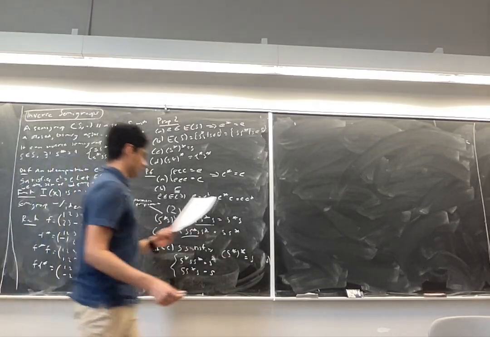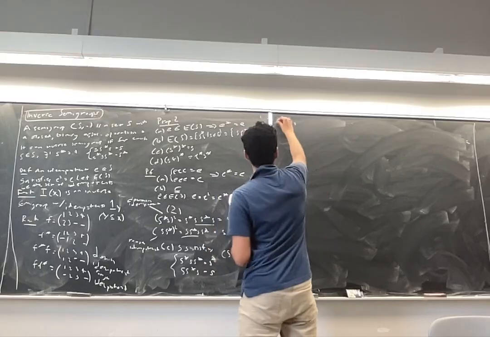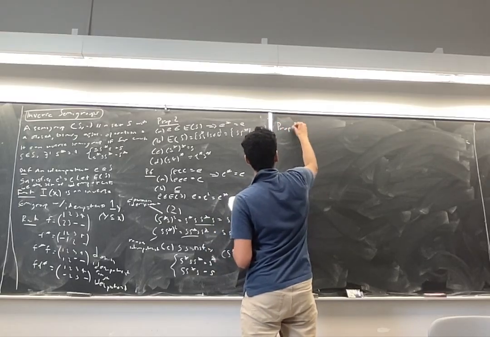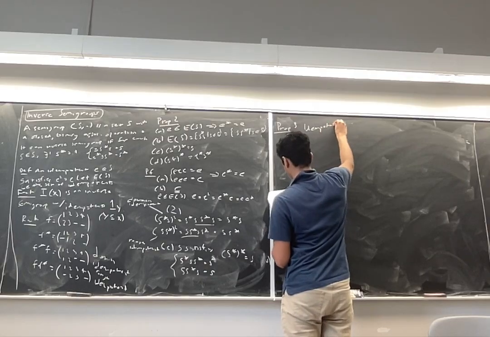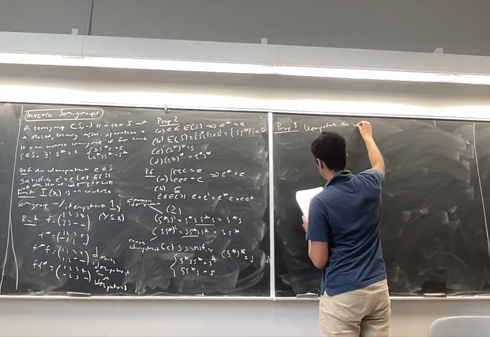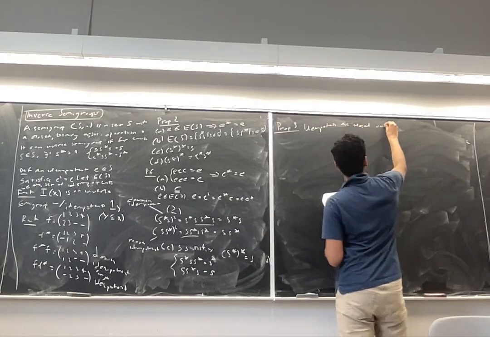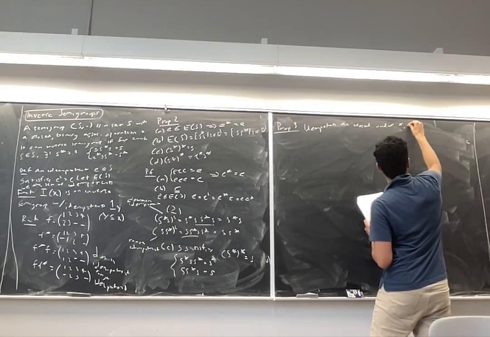Okay, so now let's get to the big proposition regarding idempotents. So idempotents are closed under multiplication, and they commute.